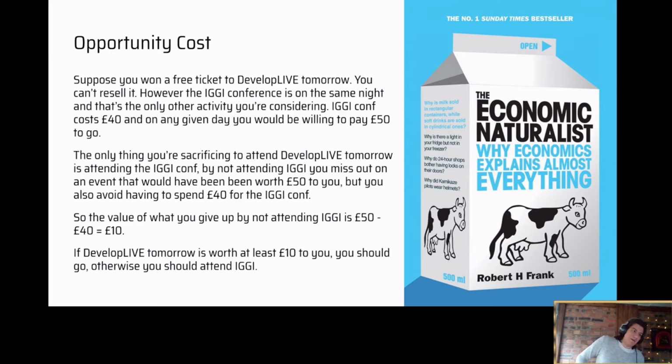So I said I was going to come back around to it, but opportunity cost is a difficult principle to wrap your head around. To illustrate this, here's an example. Suppose you won a free ticket to Develop Live tomorrow, or Develop Brighton. You can't resell it. However, the iGGi conference is on the same night, and that's the only other activity you're considering. iGGi conference tickets cost about £40, and on any given day, you'd be willing to pay £50 to go.